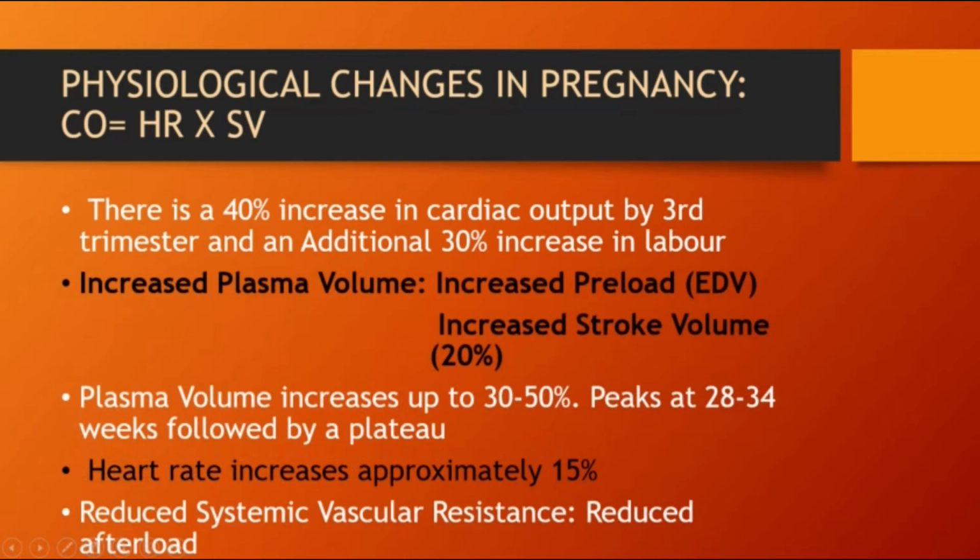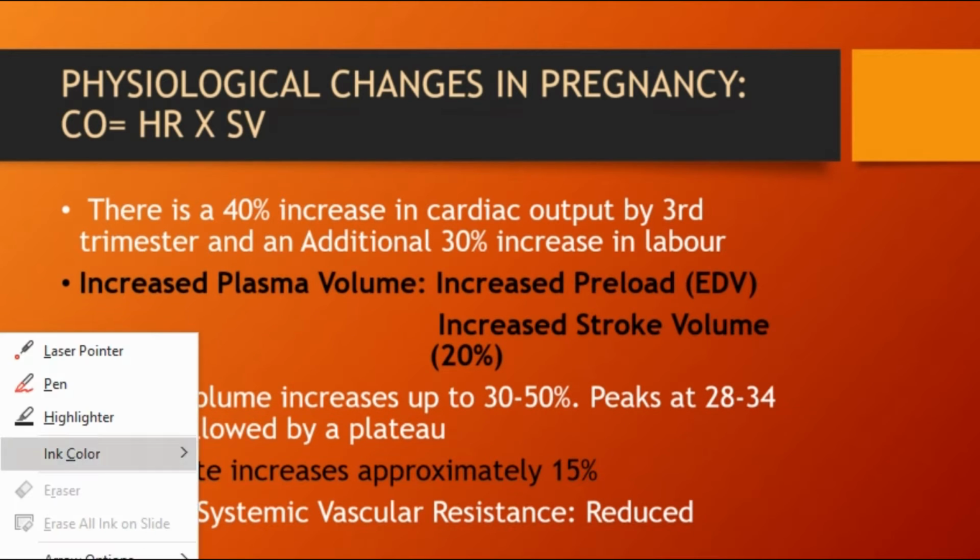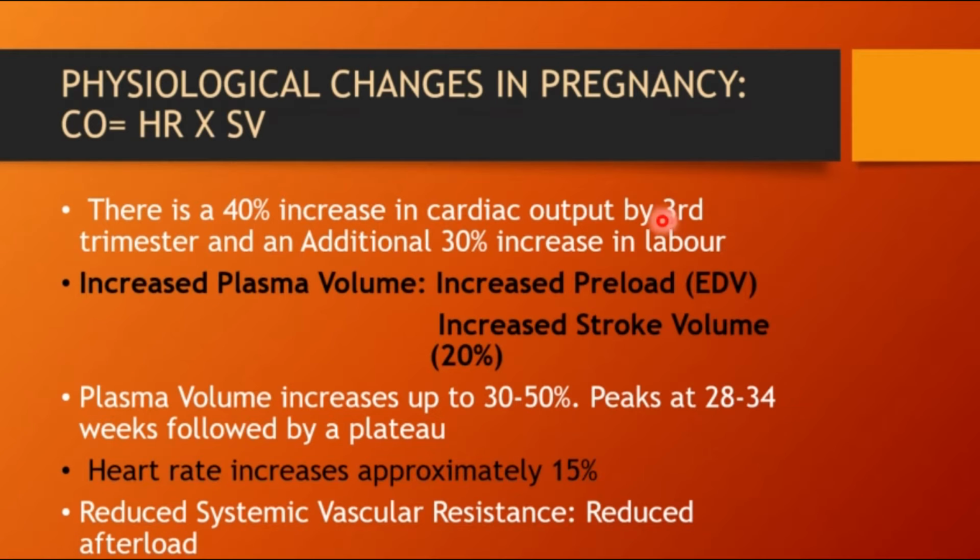In terms of increased plasma volume, this leads to increased preload and increased stroke volume, which sums up to about 20% in pregnancy. There are volume changes early in the first trimester, as early as the 4th week, and the volume changes increase up and peak at about 28 to 34 weeks. Large plasma volumes are associated with large babies and vice versa. So small plasma volumes are related to small babies. Return to pre-pregnancy volume occurs between the 6th and the 8th week postpartum.